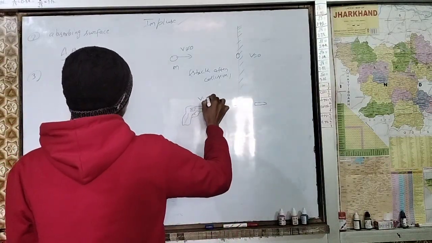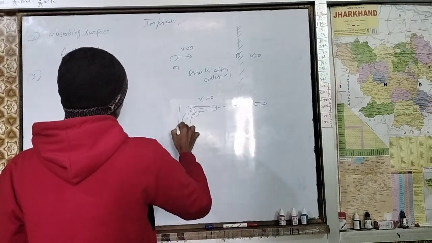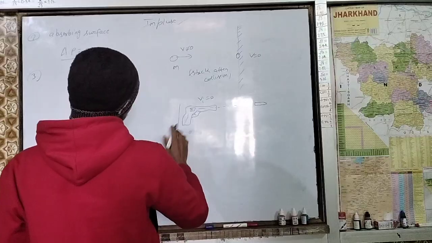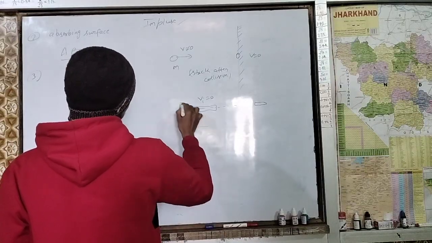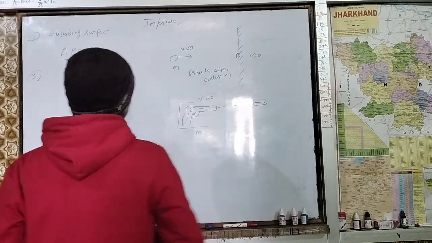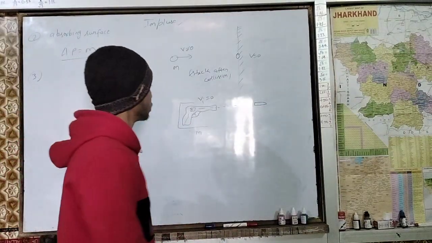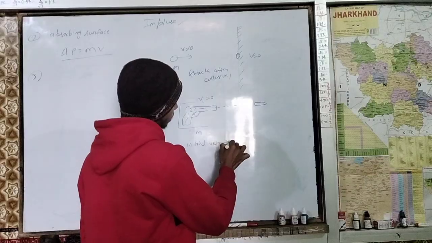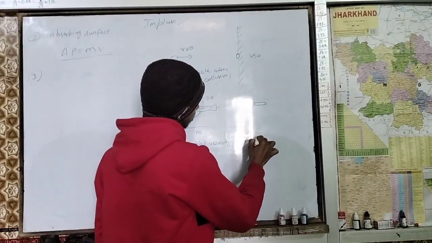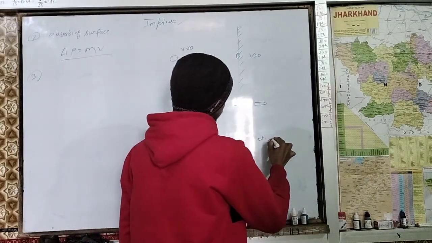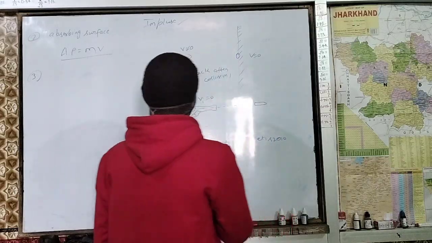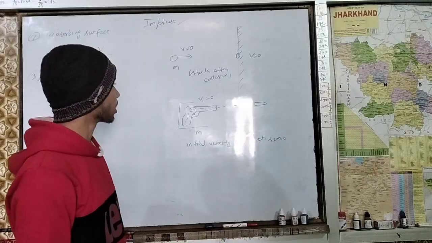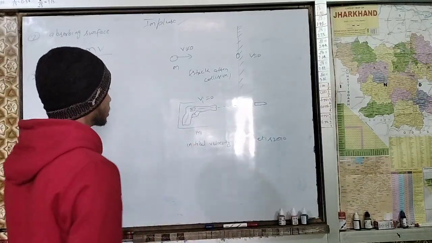Initial velocity is 0, we know, and this is a complete mass, which is not equal to 0. Initial velocity of the bullet is 0. It means it has some potential energy over here.